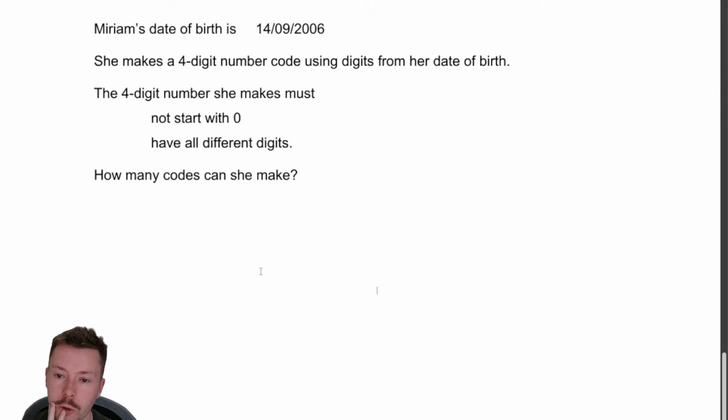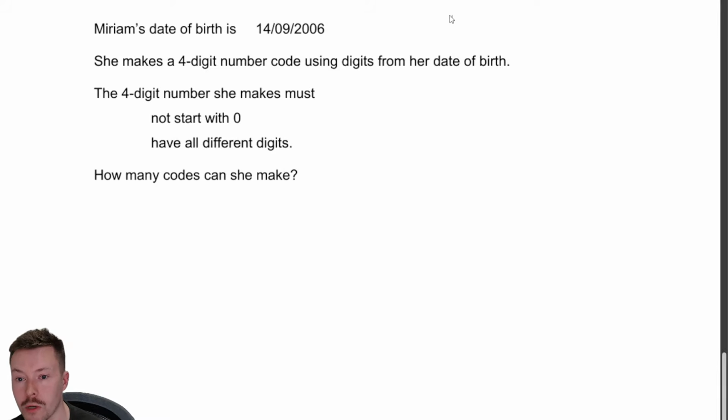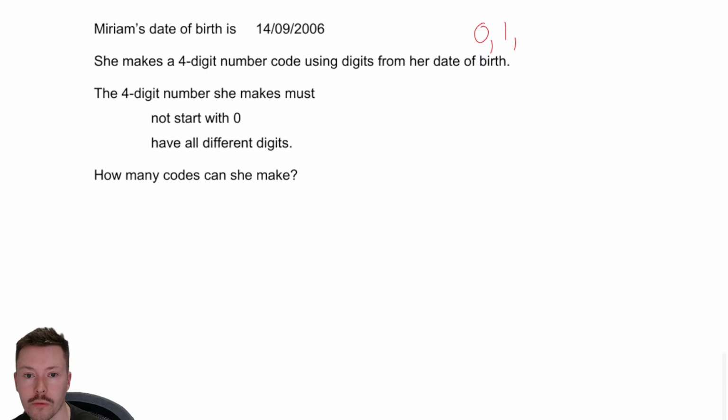So, Mary's date of birth is 14th of 9th, 2006. She makes a 4-digit number code using the digits from her date of birth. So we've got 0, 1, wow, I've got 2 as well, rather than 4. 2, 0, 1, 2, 4, 6, 9. Must not start with a 0. Okay, must have all different digits.